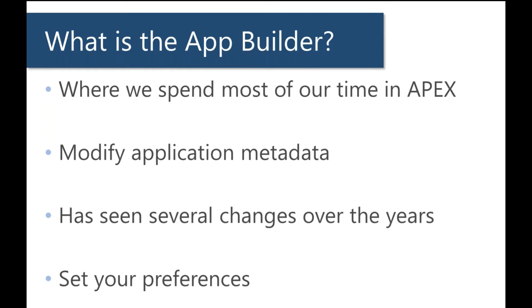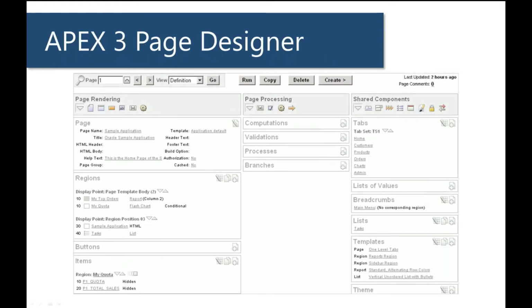And I think with all technology, the first iteration probably isn't the best version, because it's the first iteration. You're still learning how these things work. So this is the page designer that I cut my teeth on, learning Apex. I've built several applications using this, and it worked really well. You can see that we have our page rendering side, our page processing, as well as the different shared components. And the one thing we don't see here is any properties.